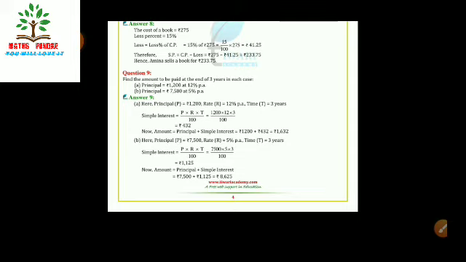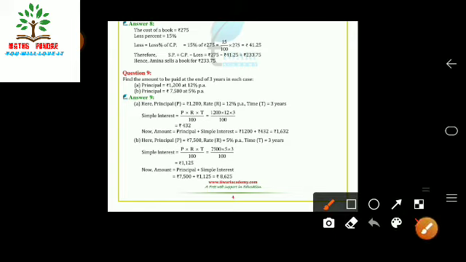So here the principal is rupees 1200, the rate is 12%, and the time is 3 years. The formula for simple interest we know: P into R into T upon 100. Putting in the values, the answer is rupees 432. Now the amount means principal plus SI, so that is 1200 plus 432, which equals rupees 1632.